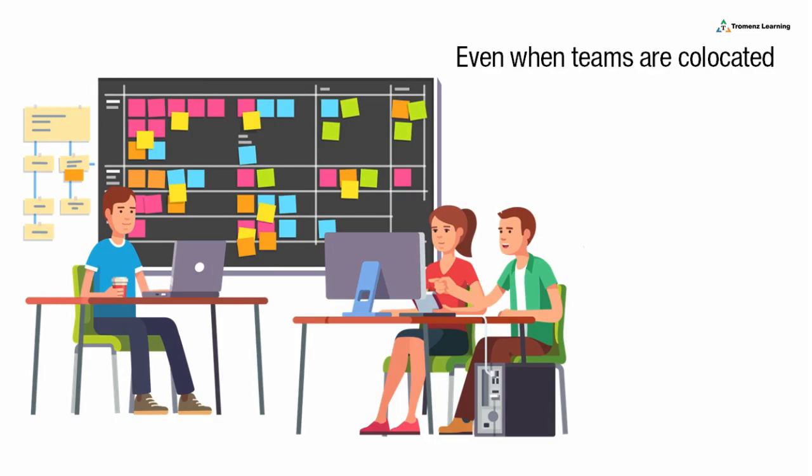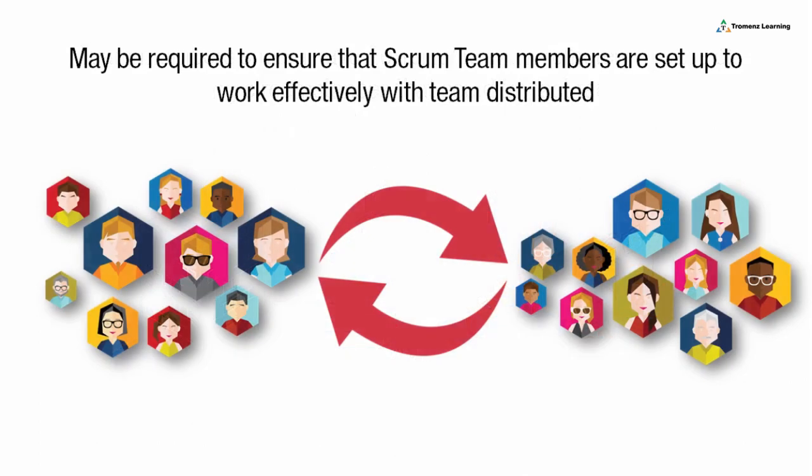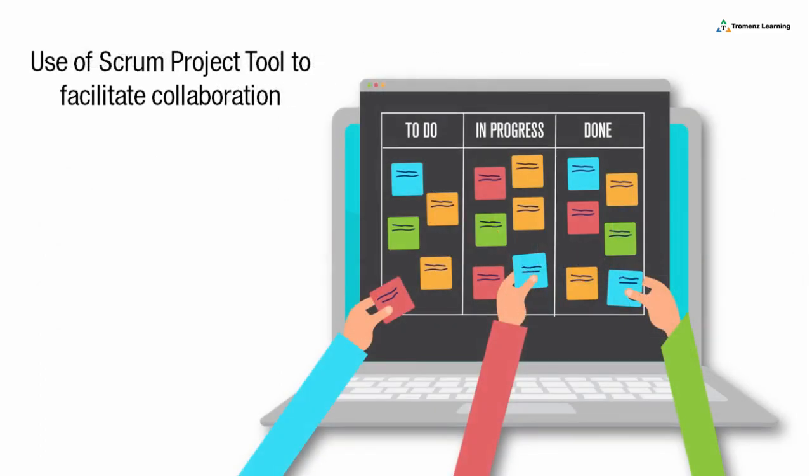Even when teams are co-located, team members should have the flexibility to work remotely in case of any extenuating circumstances that could impact the team's ability to work in a co-located environment. In such situations, it may be required to ensure that Scrum team members are set up to work effectively with the team distributed. Use of Scrum Project Tool to facilitate collaboration.